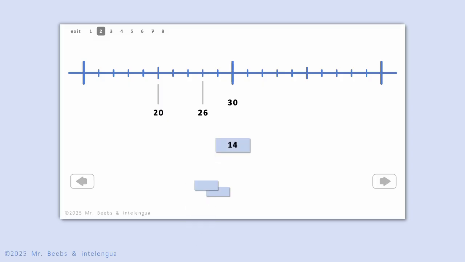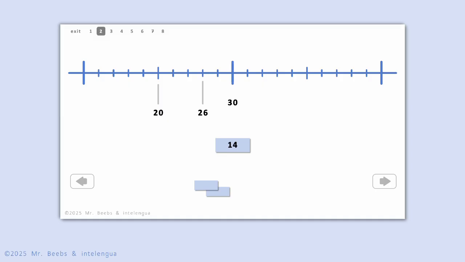14. Now I'll let you in on a little secret. You don't have to do the number you picked. Just click it again to put it back. Pick a number and put it back. There's no reason right now to put it back, so let's just stick with 14.